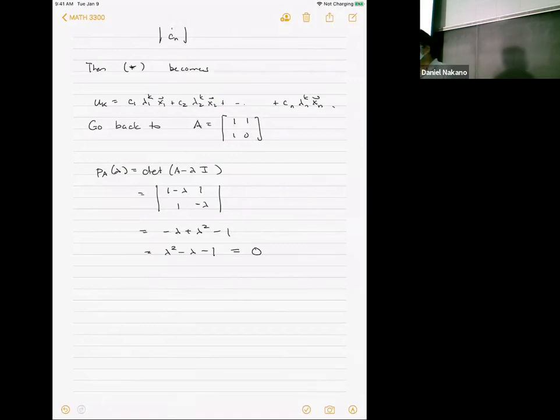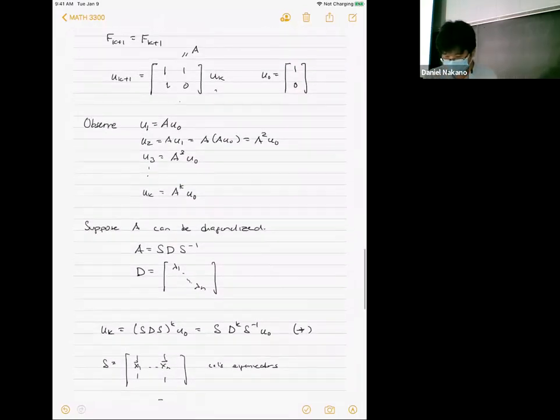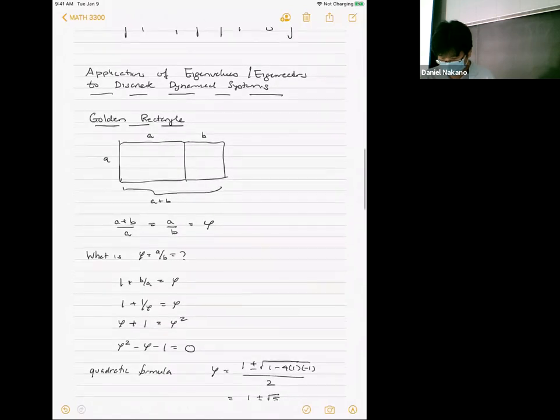Okay, so what are the eigenvalues? Anyone? 1, -1. Really? Have you seen this equation before? You've never seen this equation before? How about right here?